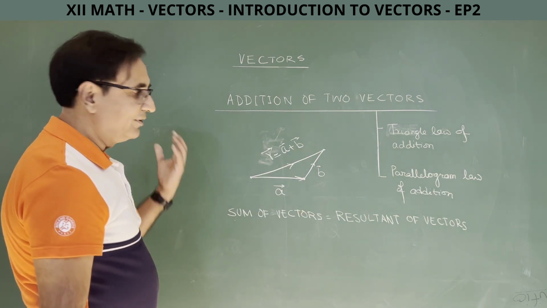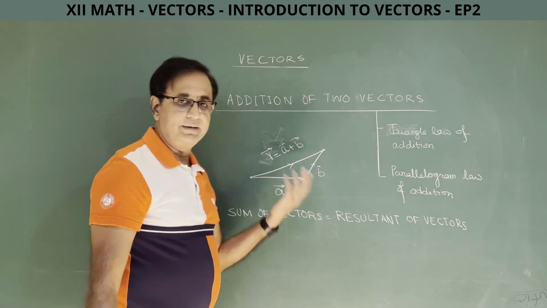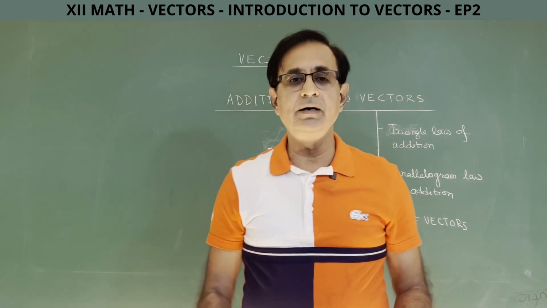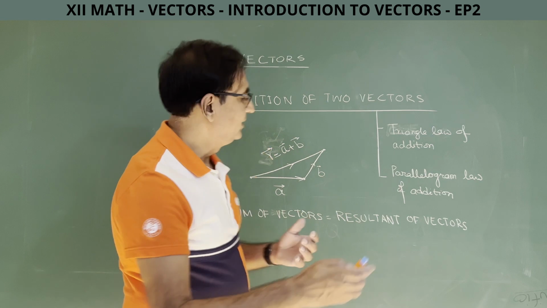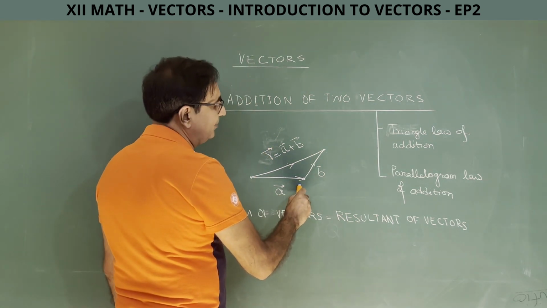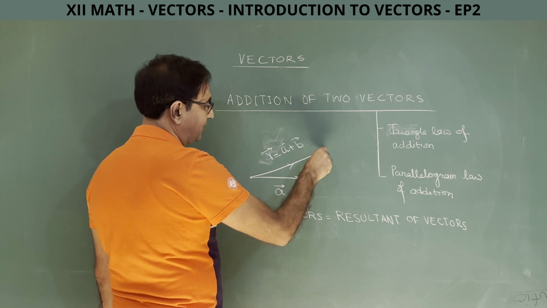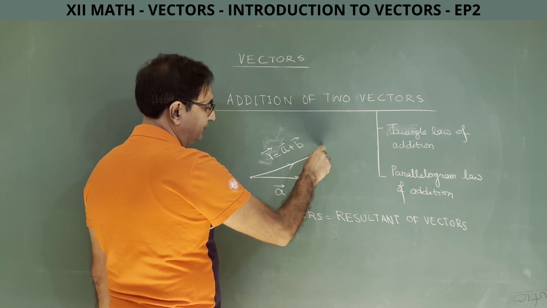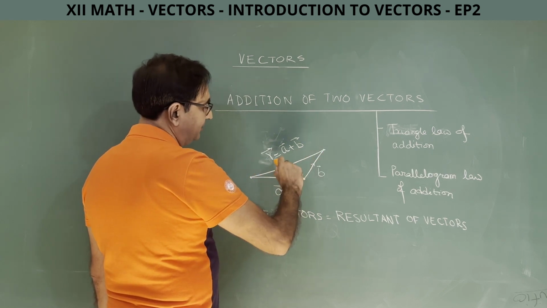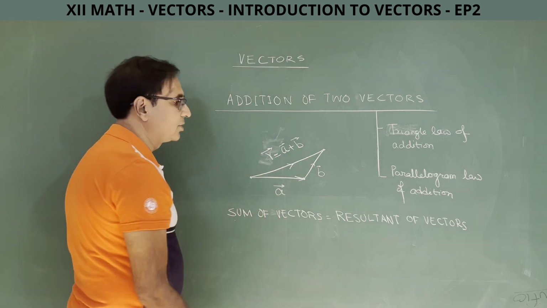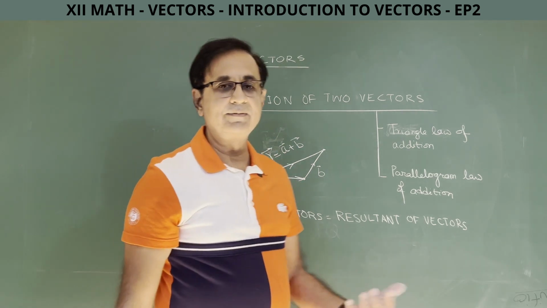We have a proper definition in class 11 physics which we need not learn in class 12 maths. If two vectors are made to represent the consecutive sides of a triangle in a specific direction, then the third side taken in the reverse direction is called the sum or resultant of the two vectors.